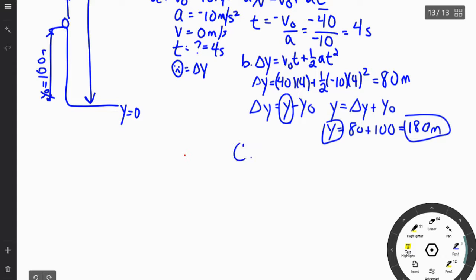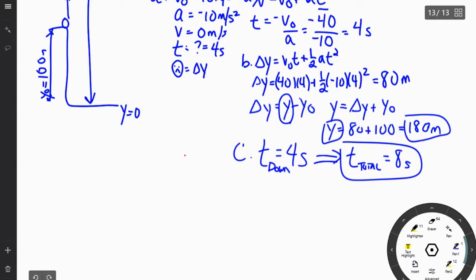So the answer to part C is going to take 4 seconds to come down, which means from where I release it, or from the time I release it till it reaches that original height, it's going to take a total of 8 seconds to come back down to that original height. So if I throw it up, it's going to take 4 seconds, and as it comes down, it's going to take 4 more seconds.